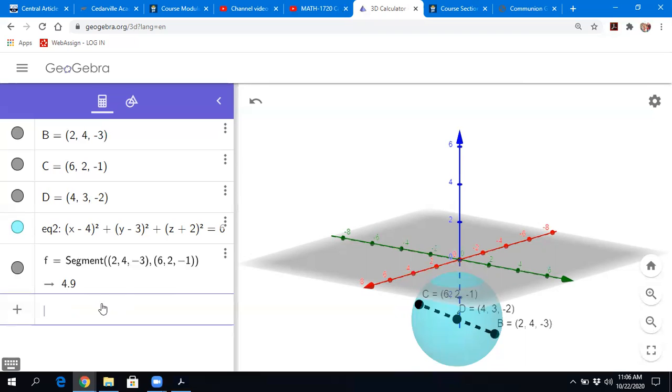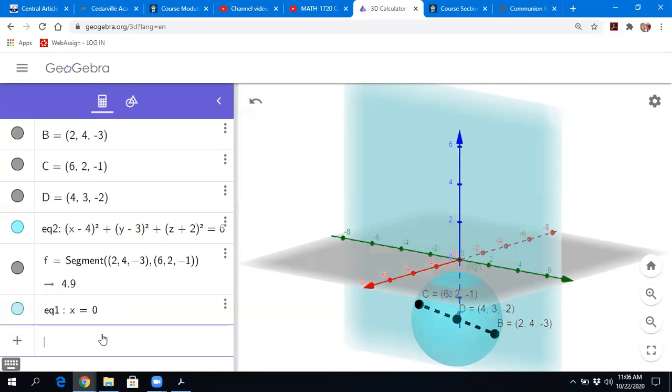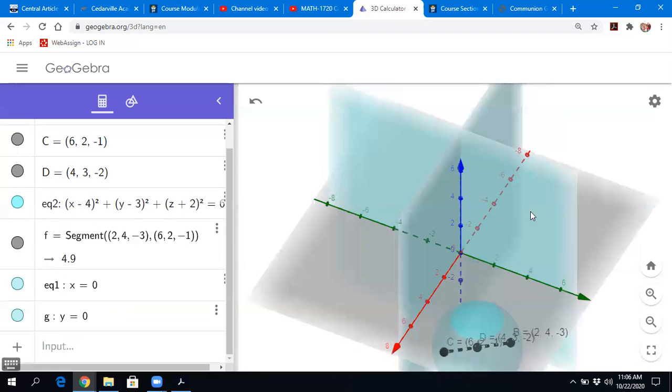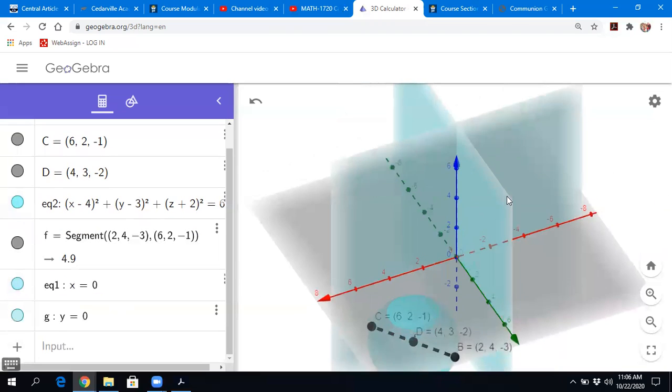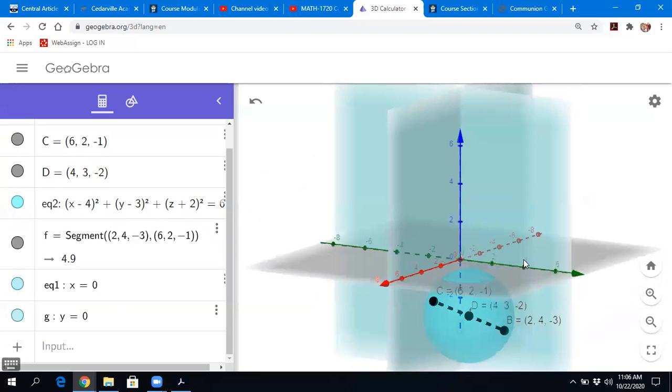For instance, if I say X equals 0, that means Y and Z are free to do whatever they want. And I get that plane right there. Do you see that? And if I say Y equals 0, then X and Z are free to do whatever they want. And now you see the 8 boxes that are formed in space by these coordinate planes.